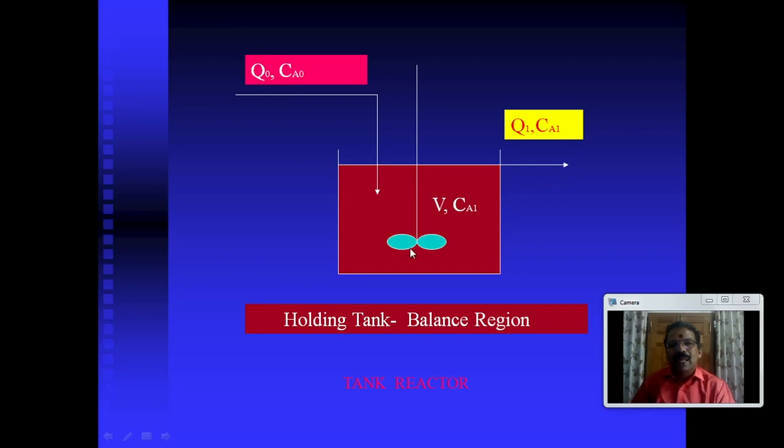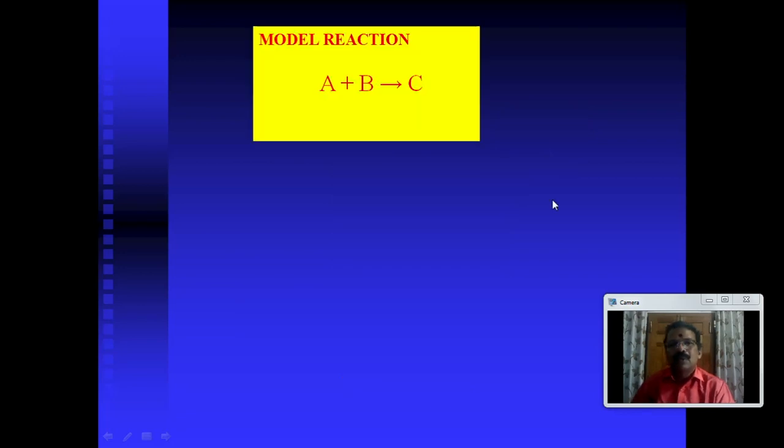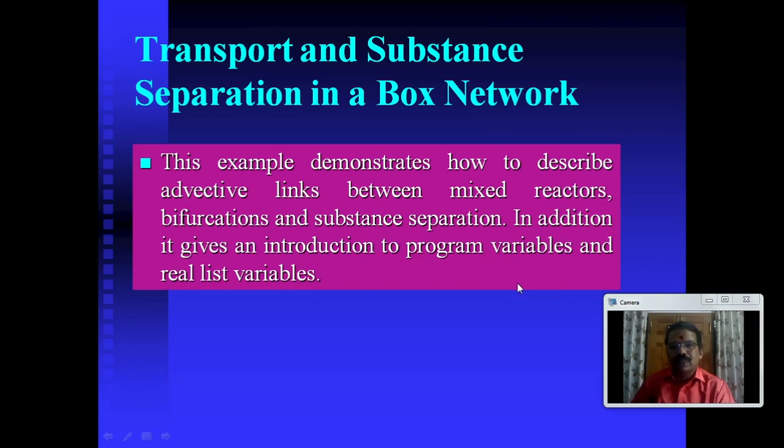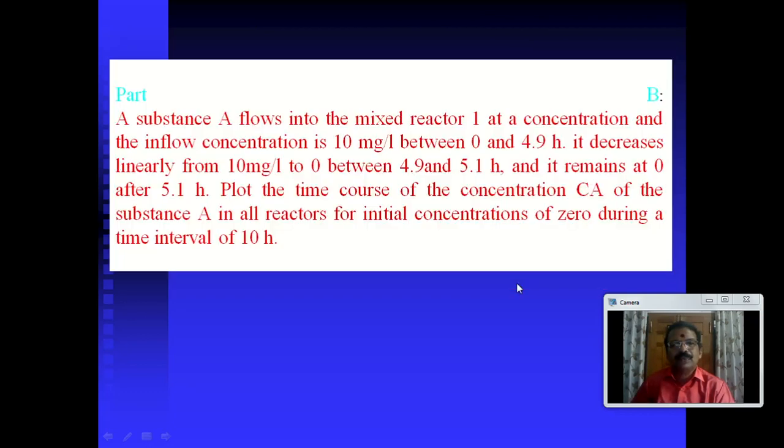The substrate A with the concentration 10 milligram per liter will be held in the tank. Here the concentration is taken as Ca1. The process may be going on after adding B in another tank. Finally, the substrate will be taken out with a flow rate Q1 and Ca1 concentration. This is for one more explanation for simplifying the system.